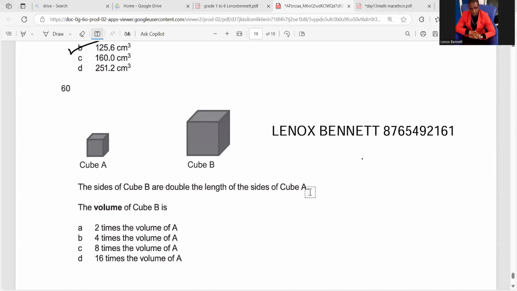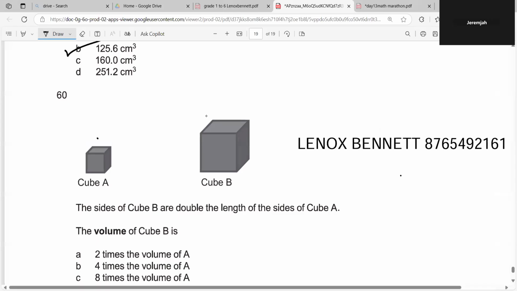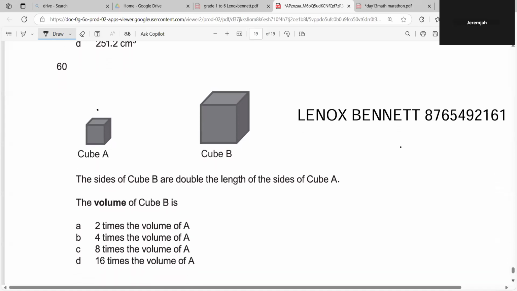Volume has to do with the length, the width, and the height. So, sir, for cube A, I gave it some random numbers. The length was 4, the width was 3, and the height was 2. And then for cube B, hold on, it's a cube. Yes, sir. For the length it's 4, for the width it's 4, and for the height it's 4.